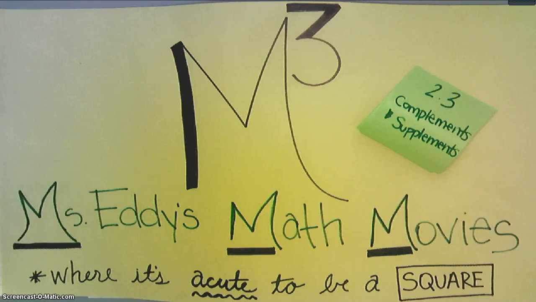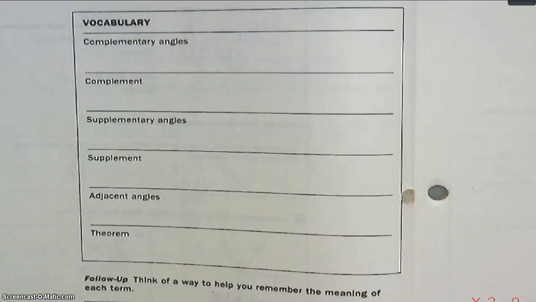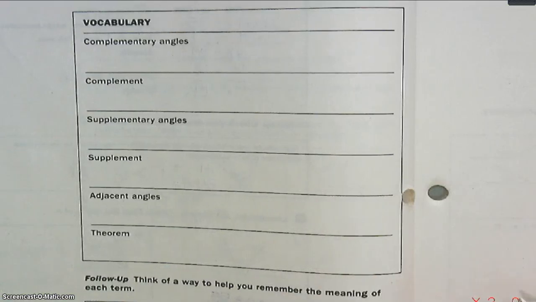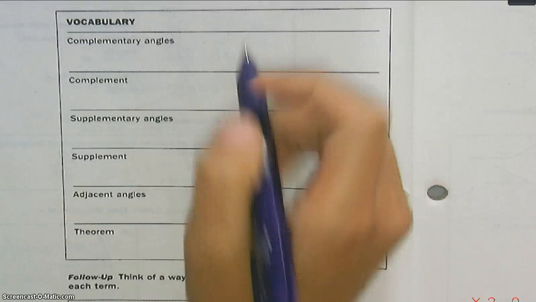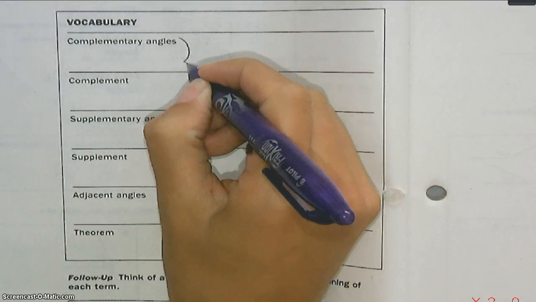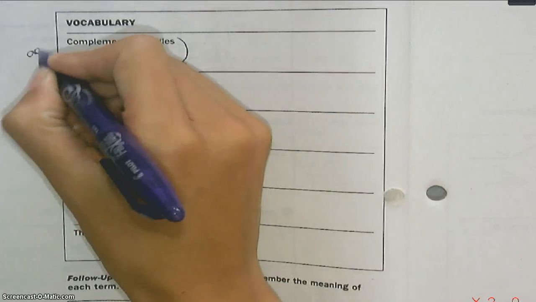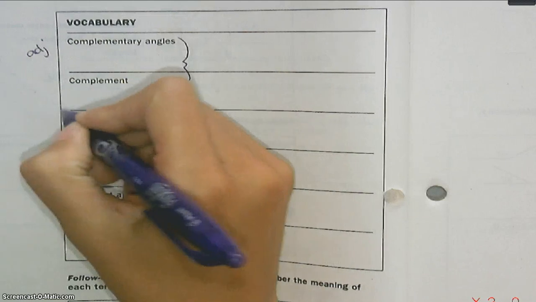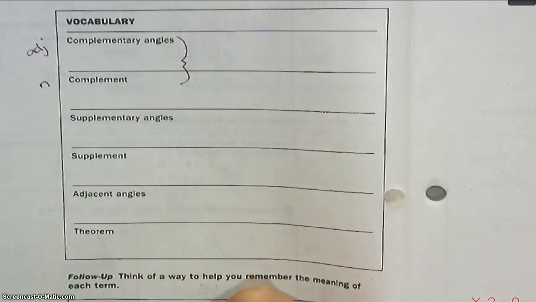Today we are learning section 2.3, which is complements and supplements. In order to talk about complements and supplements, we need to know what they mean. So these two are essentially the same. This is the adjective, and this is the noun, if you remember from English class.